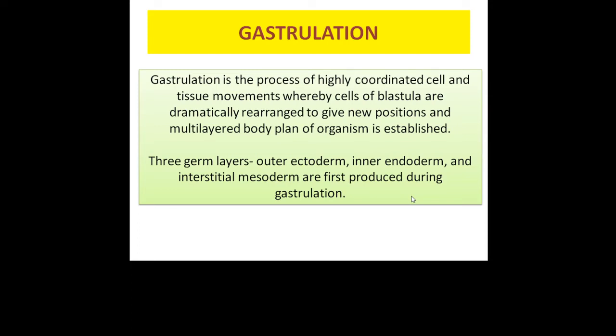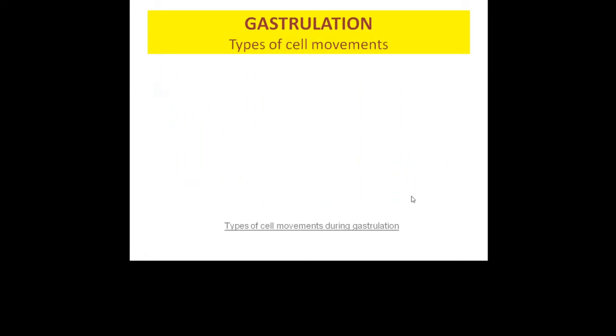Now since gastrulation involves movement of cells and tissues, that is why the process of midblastula transition occurred, where the cells of embryo acquired the capacity to move. Now gastrulation is a combination of some basic kinds of movements. Let us see those movements once.